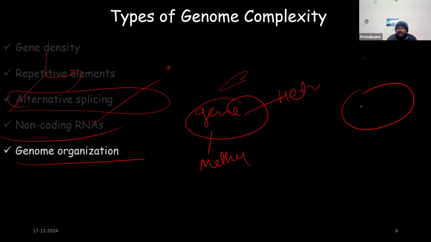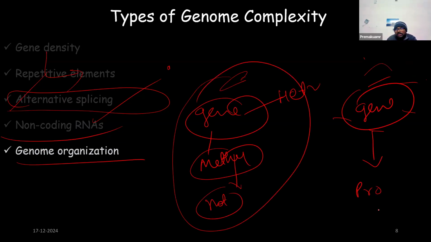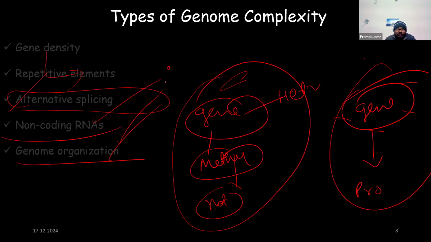But in other species, there is no methylation. It will express, it will give protein. But because of methylation, it will not express, it will not give protein. This organization of a particular gene also matters to expression. That's why complexity arises at the organization level.